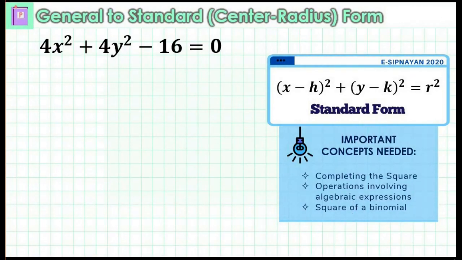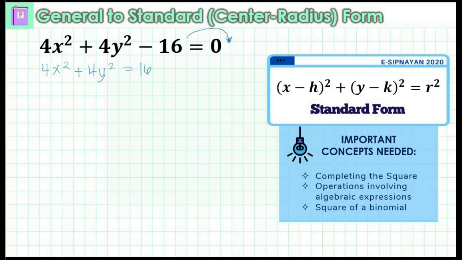To start off, we need something on the right-hand side of the equation, and usually the radius is represented by a constant. Therefore, we start transforming this equation to standard form by transposing negative 16 to the right-hand side of the equation. So we are going to transpose negative 16. The equation will now be 4x squared plus 4y squared equals positive 16.